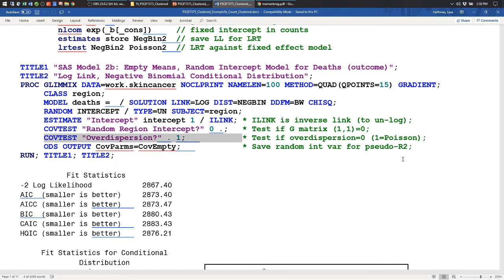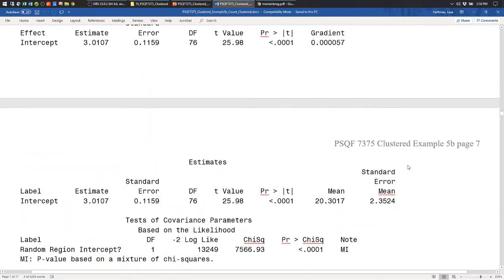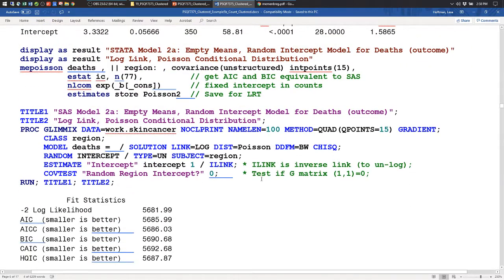I couldn't figure out how to get it tested correctly in Stata. But in theory, if you just look at the difference in the -2 log likelihood between the model that has the negative binomial and the model that has the Poisson, that's a likelihood ratio test as a nested model. Because there is no overdispersion in the Poisson, and there's extra overdispersion. So it's like if you take it away, it simplifies to Poisson.